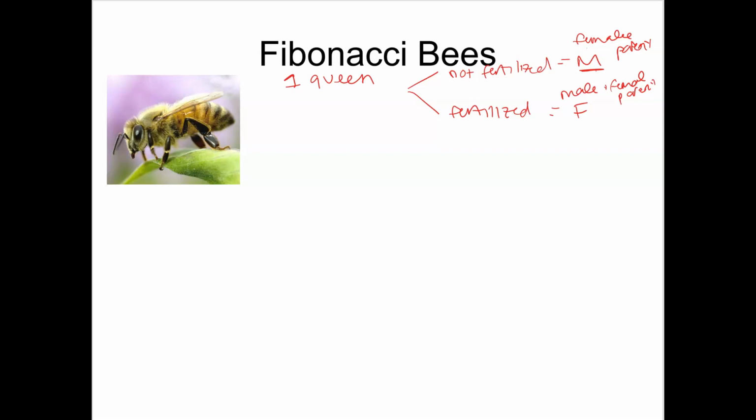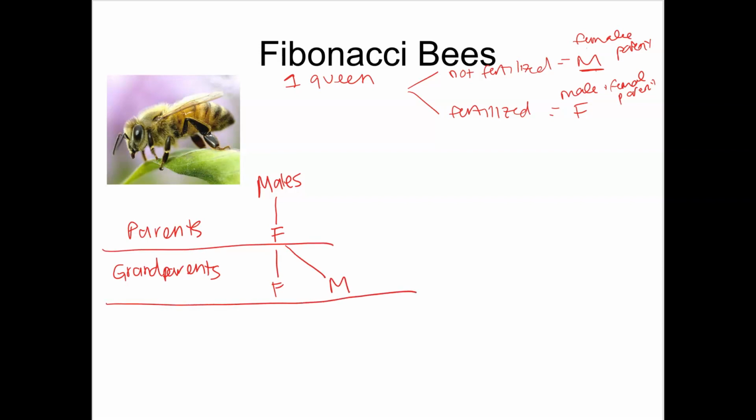So if we were to look at the family tree for a male bee, a male bee has parents. What are his parents? We know that he has a female parent and only a female parent. But what about his grandparents? And I know we're talking about bees here, but stick with me. Well, we know females have a female and a male parent. So what about the great-grandparents? Well, all females have a female and a male parent, and all males just have a female.